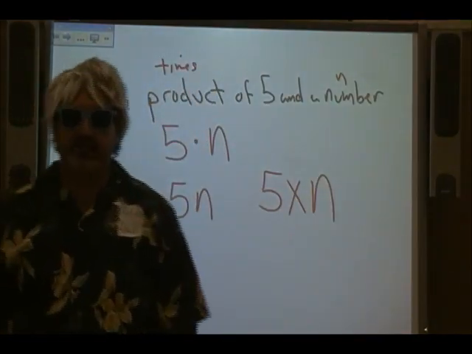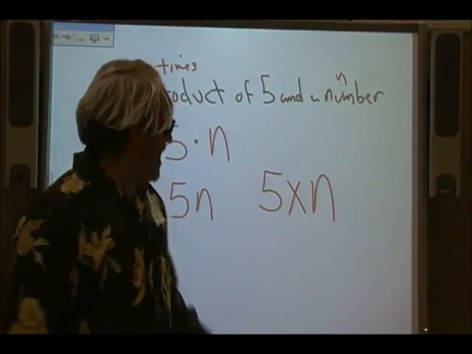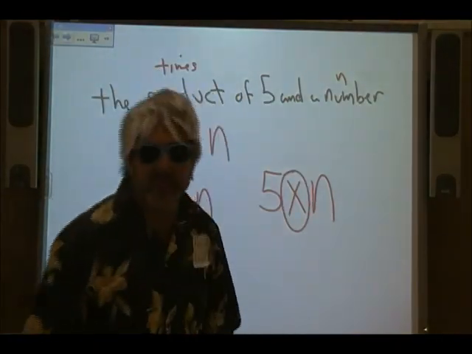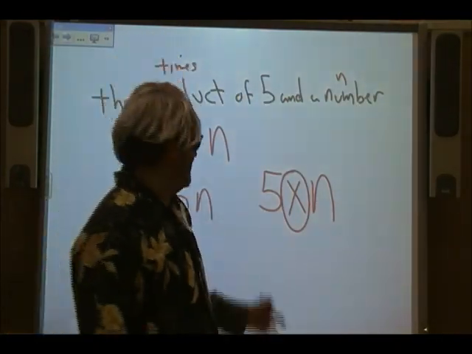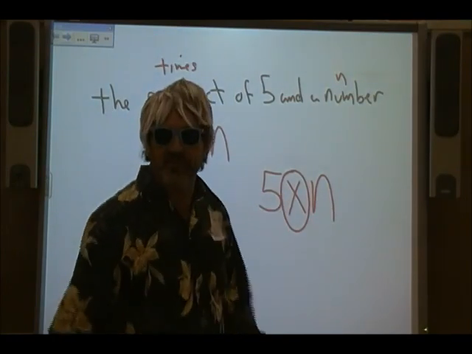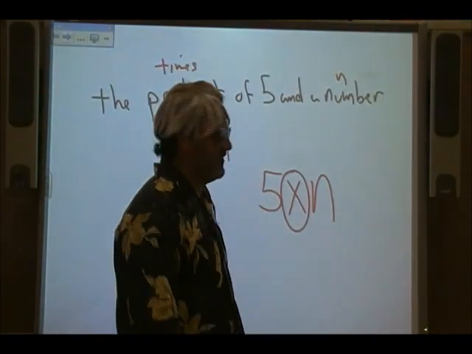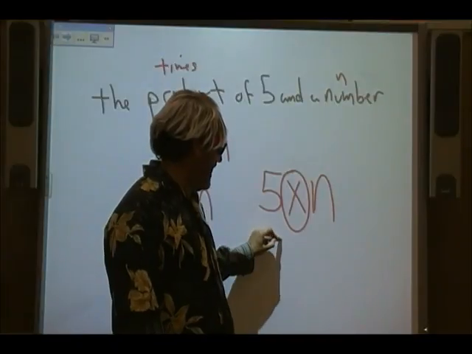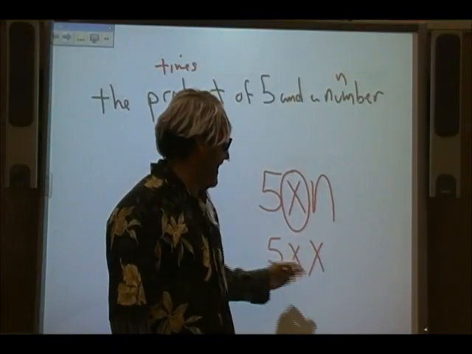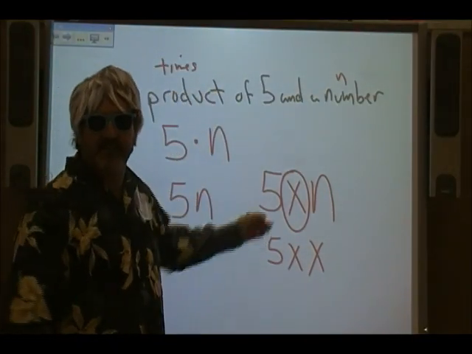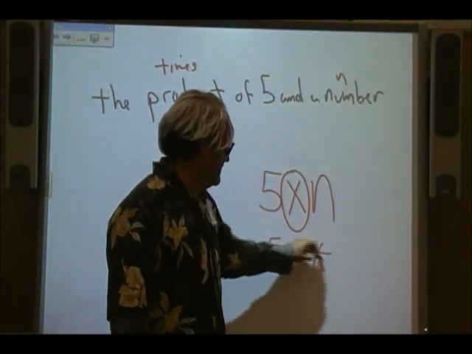Once you get to algebra, you cannot use the x anymore. Do not use the x. This times symbol looks like an x. It's very confusing. If you had 5 times x, you would do it like that. That looks confusing. That looks like 5x squared. I don't even know what it is.